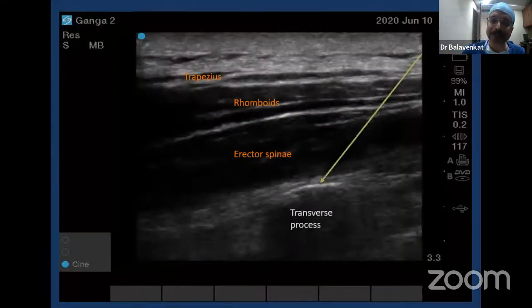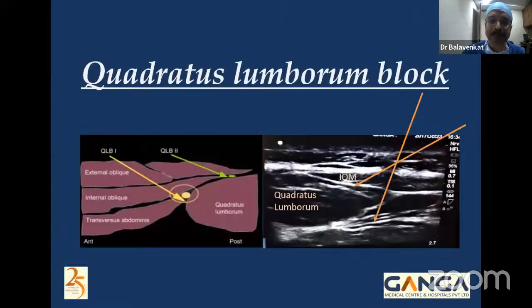So that's how you hit it. And this is an easy block to give. Next, we quickly go to one of the most fascinating blocks which has evolved now, the Quadratus lumborum block.